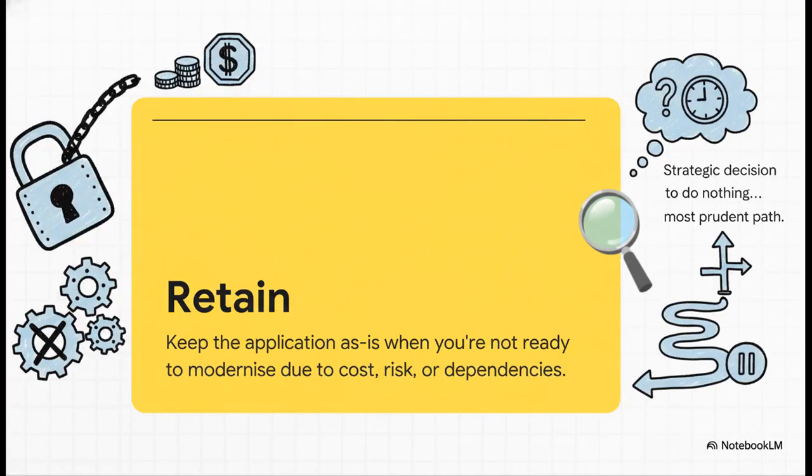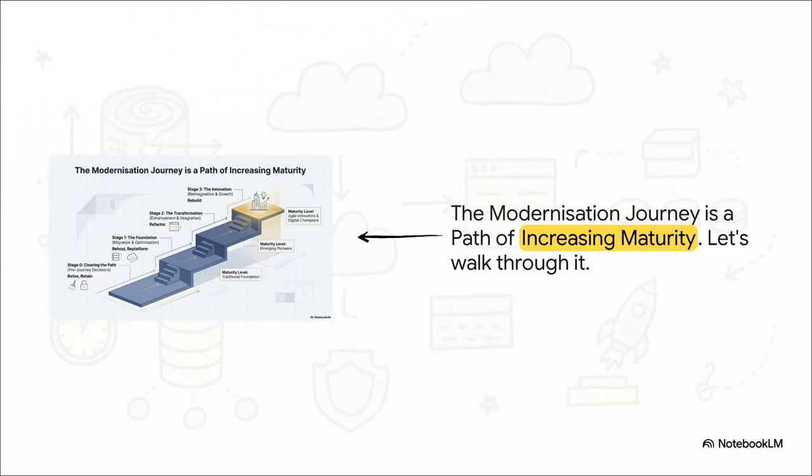And finally, we have retain. And this is a really strategic decision to do nothing for now. Look, if the cost, the risk, or the dependencies are just too high, sometimes making a conscious choice to wait is the smartest path forward. Now, what's so cool here is how this frames all these strategies as a journey. It's not just a random menu of choices, right? It's actually a path of increasing organizational maturity. So let's use this map and walk through the whole thing stage by stage.